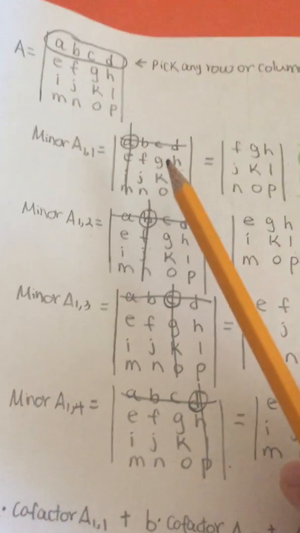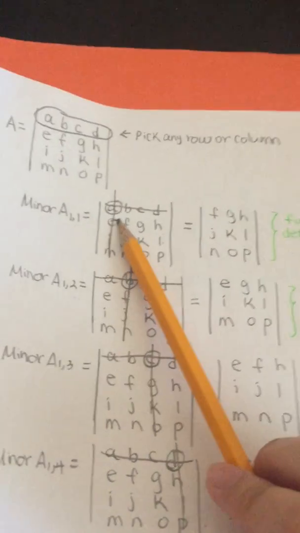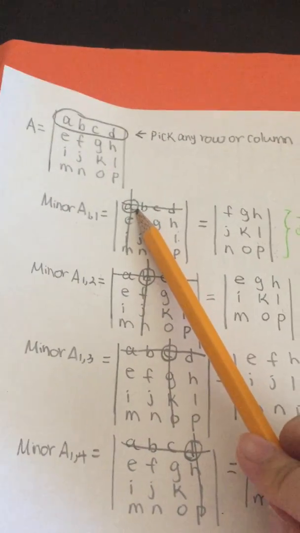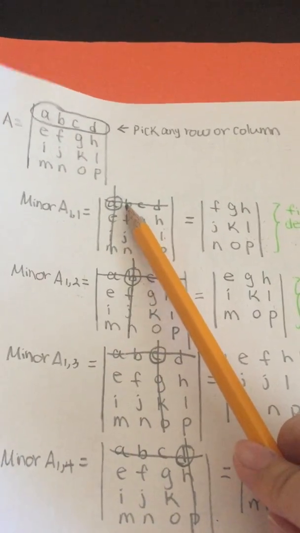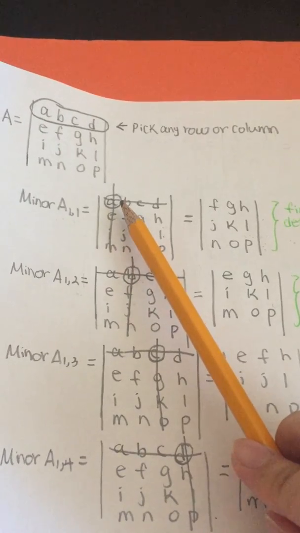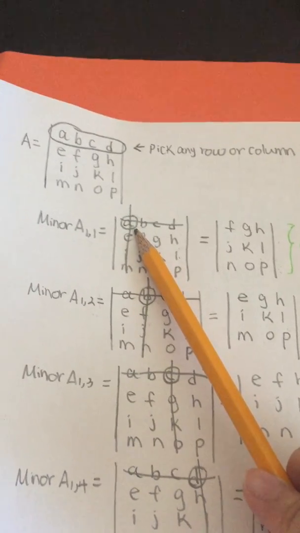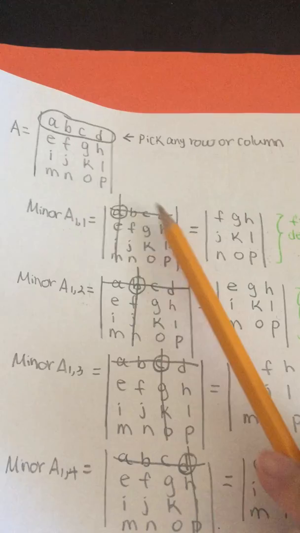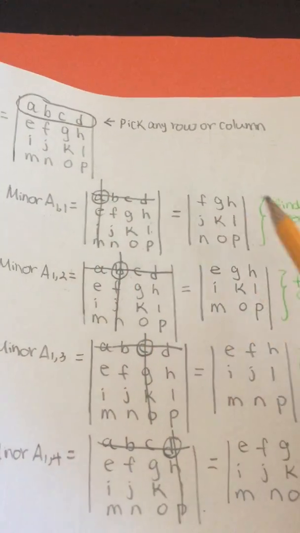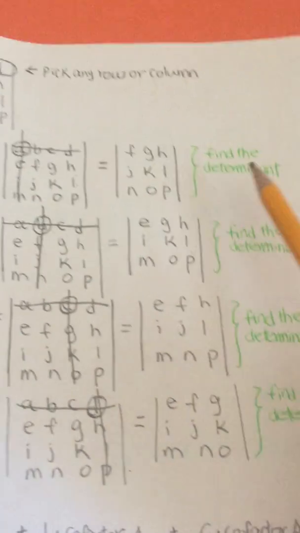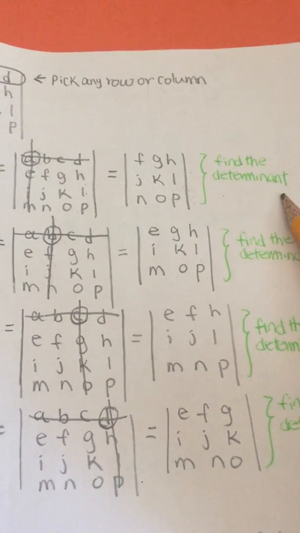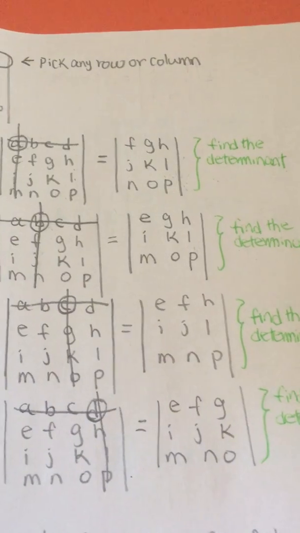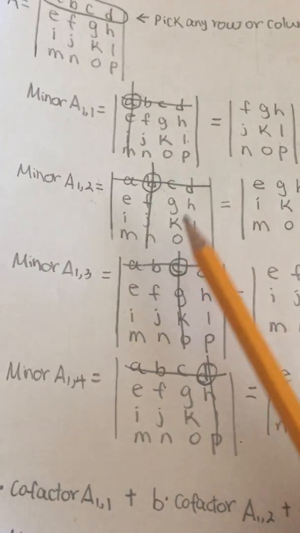The way you do it is that I will circle the A in the 1, 1 position, and then I will cross out the column and the row in which this entry is located. In this case, I'm going to cross out this row and this column, and then I rewrite the matrix here, and then I find the determinant using the procedure that I talked about for a 3x3 matrix. And then I keep doing the same thing.